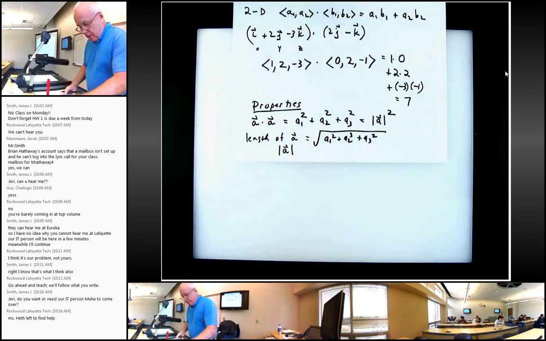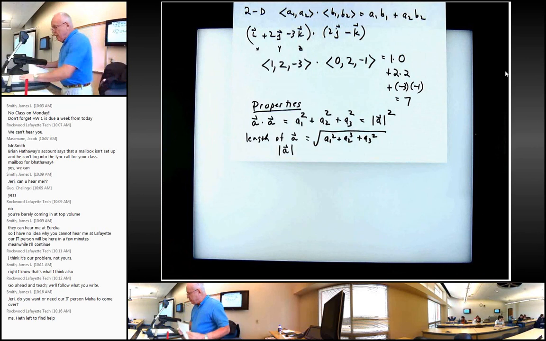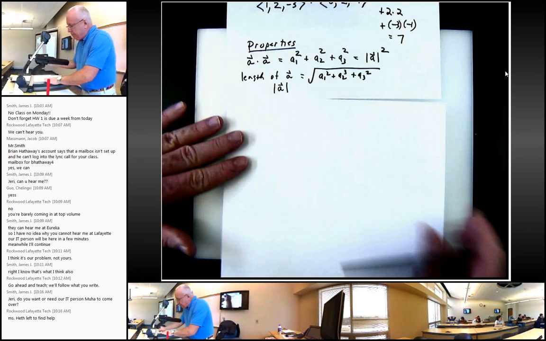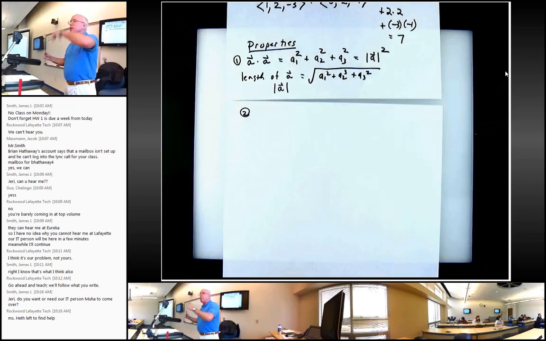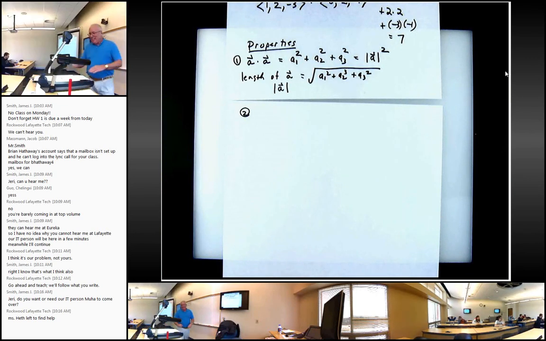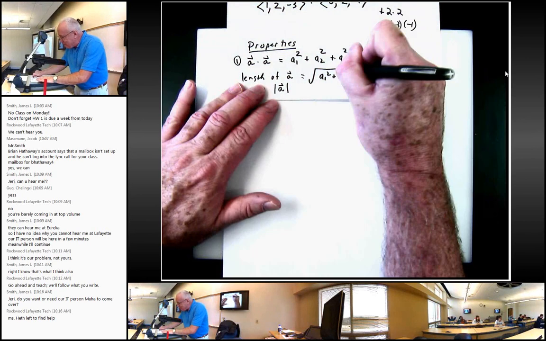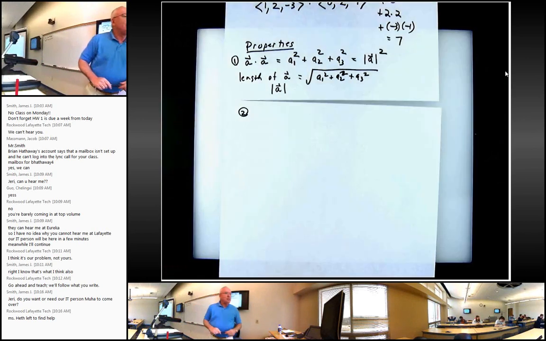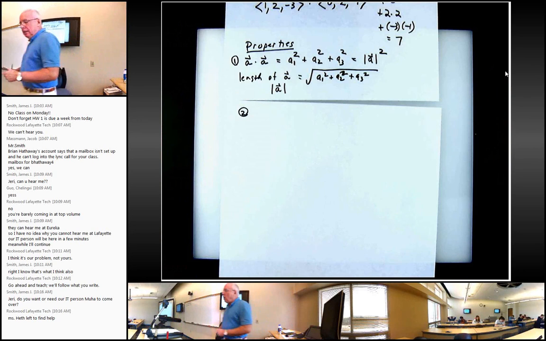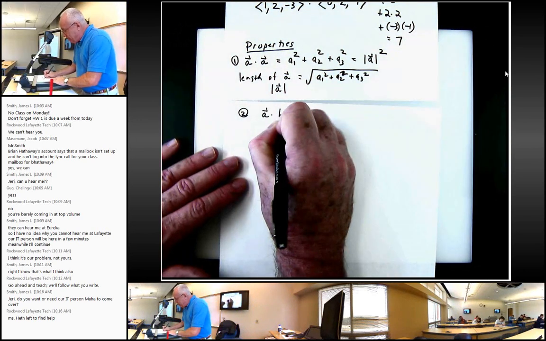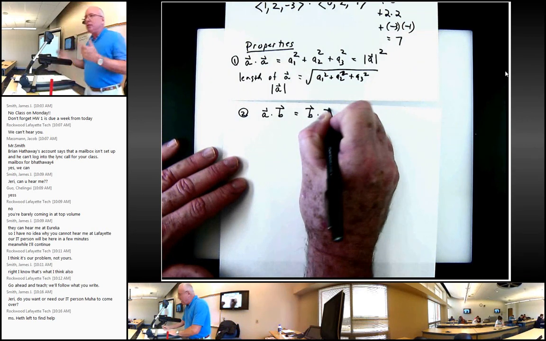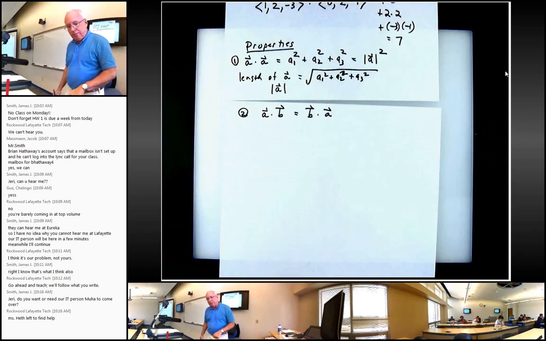Okay. Let's see some other properties here. So that's our first property. The second one is that A dot B is going to be the same as B dot A. That middle A is supposed to be a square, not a cube. Thank you so much, Nelson. The second property is A dot B is going to equal B dot A, all right, because we can just multiply the components in a different order.